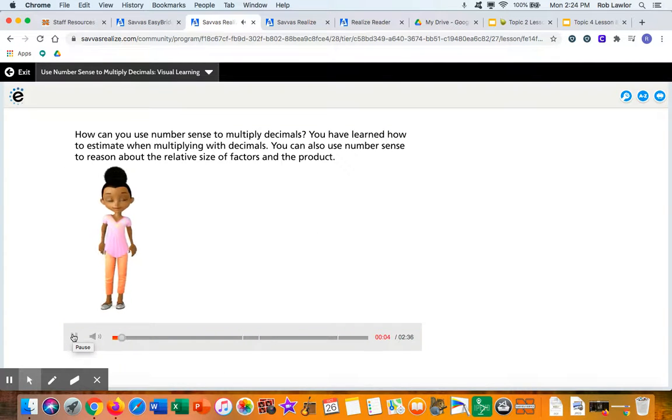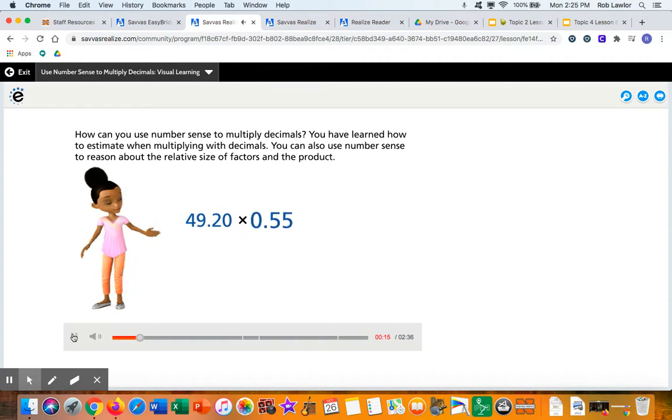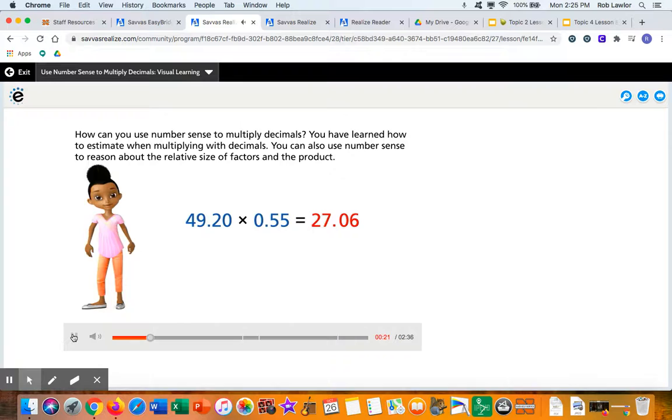Can you use number sense to multiply decimals? You have learned how to estimate when multiplying with decimals. You can also use number sense to reason about the relative size of factors and the product. You can use number sense to put the decimal point in the correct place.